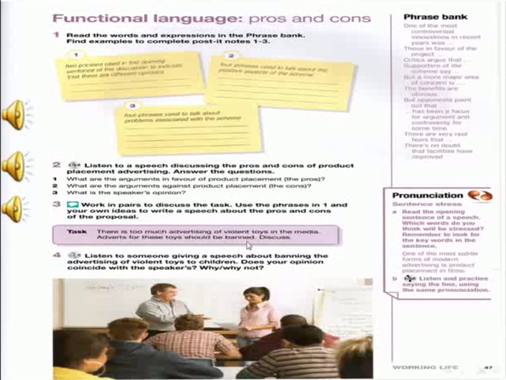Unit 7. Pronunciation. Exercise B. One of the most subtle forms of modern advertising is product placement in films.